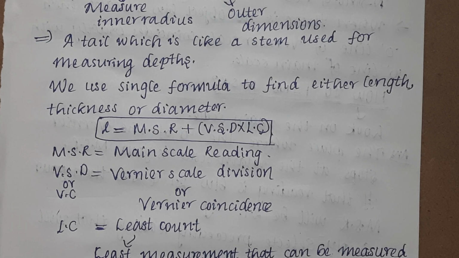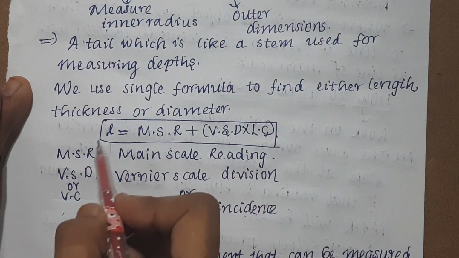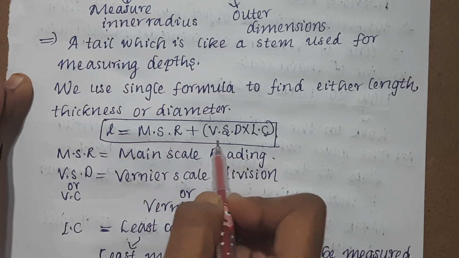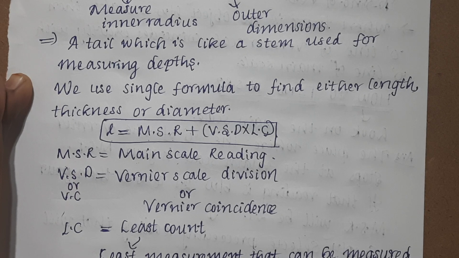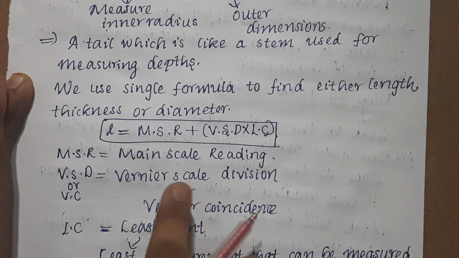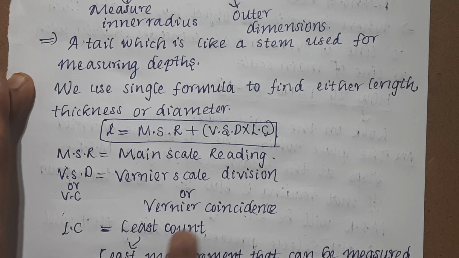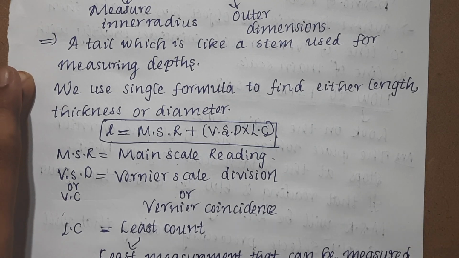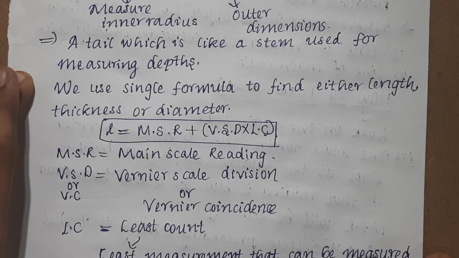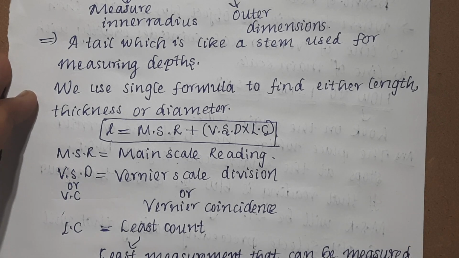We use a single formula to find either length, thickness or diameter. That formula is L is equal to MSR plus VSD into LC. Here MSR means main scale reading and VSD refers to Vernier scale division. It can also be called Vernier coincidence, and LC is the least count. Least count is the least measurement that can be measured by using any device, and the formula to find least count is 1 main scale division minus 1 Vernier scale division.